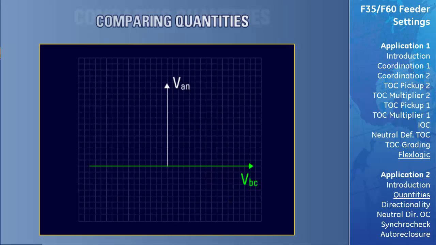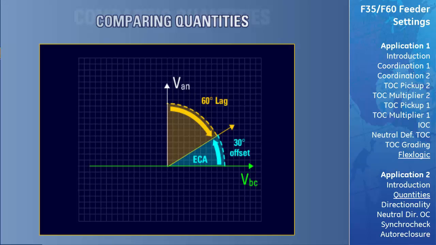The protection engineer must look back into the system and determine what he expects phase A's current to be at the time of fault with respect to the voltage VAN. Let's say for this example the engineer expects a 60-degree lag between phase A's voltage and current at the time of fault. This would translate into a 30-degree lead or offset in the angle between phase A's current and the reference vector VBC. Within the element, there is a setting for this angle or offset. In modern microprocessor-based relays, this is referred to as the element characteristic angle, or ECA for short.